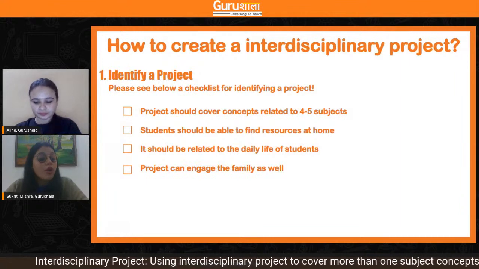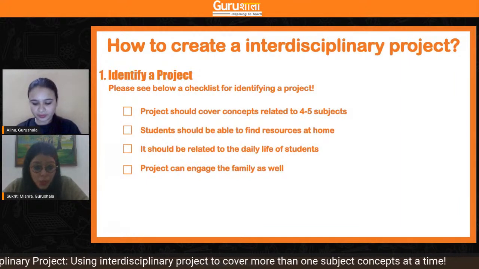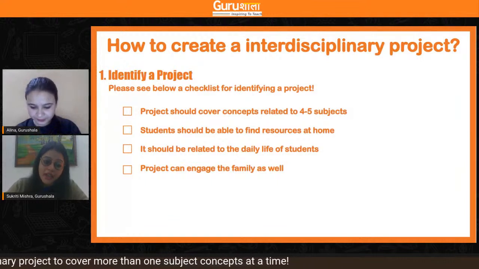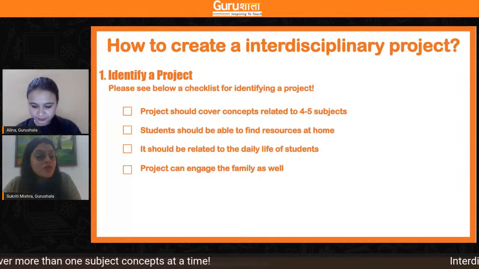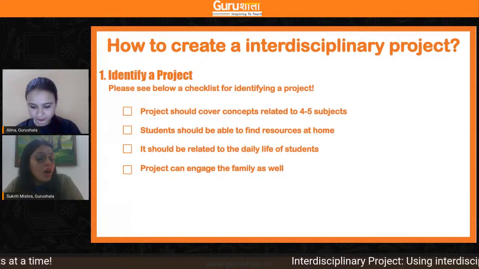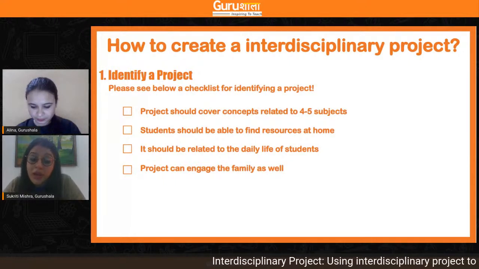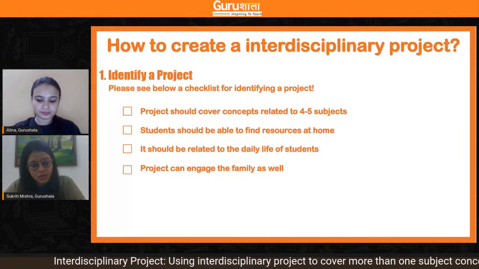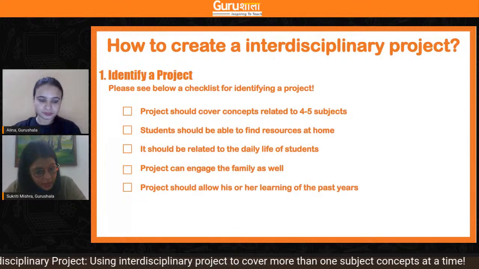Then the project can engage the family as well. So some of our teachers shared that maybe not a lot of parents have time, but we can try in this way by giving a kind of project in which parents' involvement becomes important. This can be one of the ways that we can also get parents involved with students' learning.